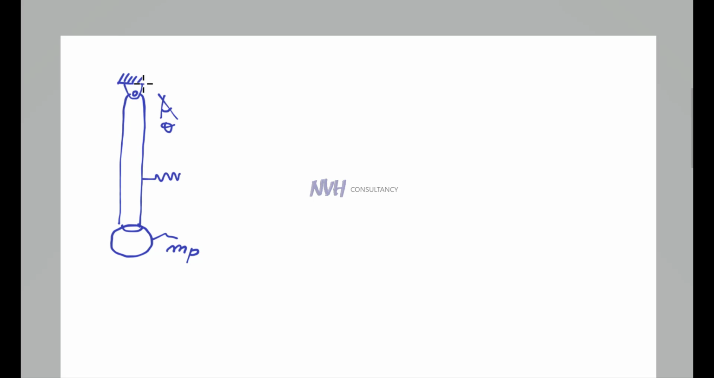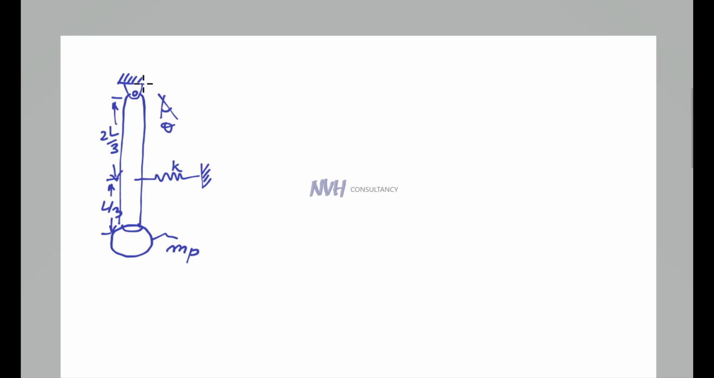This slender rod is connected to a spring of stiffness K at 2/3 of its length. This is 2L by 3, and the remaining length then equals L over 3. So we want to find the equivalent system for this torsional configuration. We are going to use the kinetic and the potential energies.